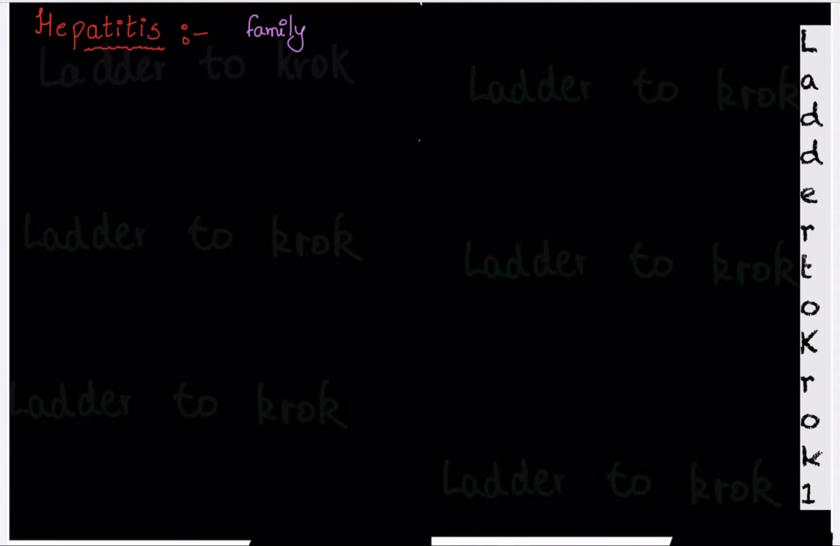Okay, so how many types of hepatitis are there? There are basically A, B, C, D and E. The first family is Picorna virus. The second one, B, is Hepadna virus. C is Flavi. D is RNA virus. And E is Calici.